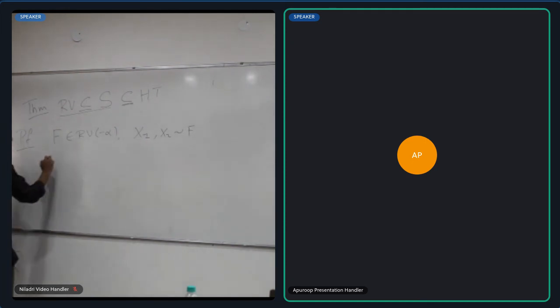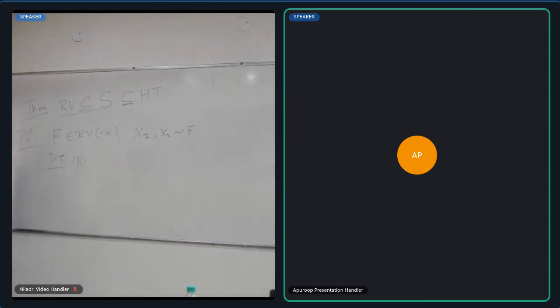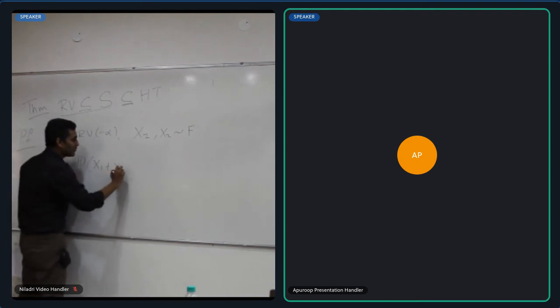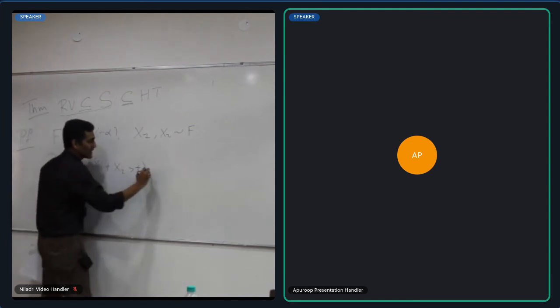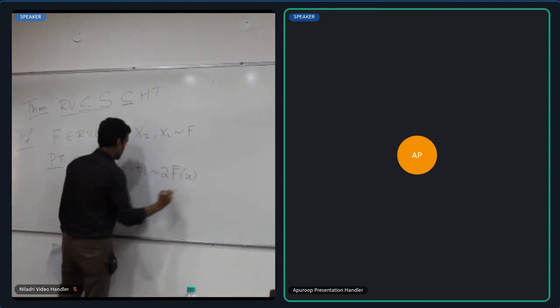So what I want to prove is the following. If I have two IID regularly varying random variables X1 and X2, I want to prove that the probability that X1 plus X2 is greater than t is asymptotically 2 times F bar of t.